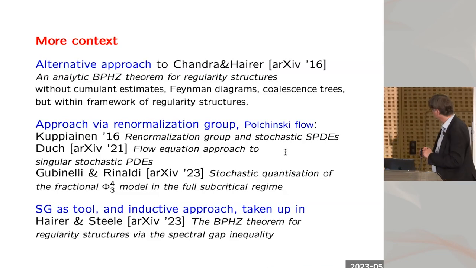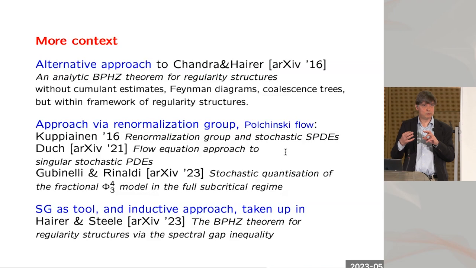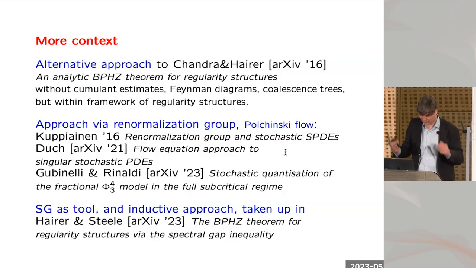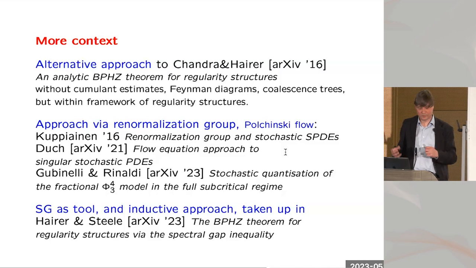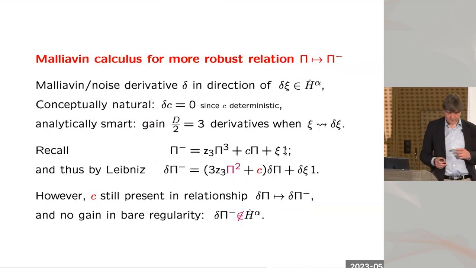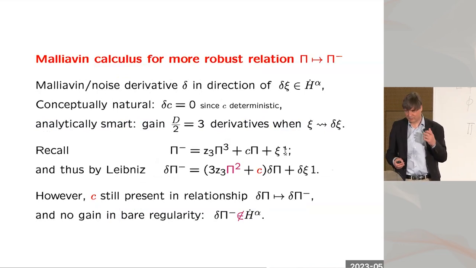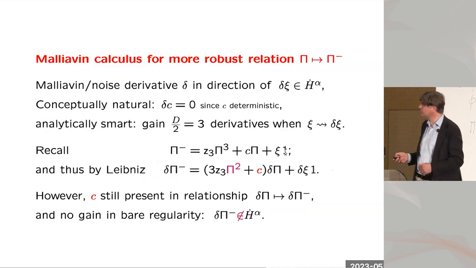And now in the remaining time, I would like to explain to you why Malliavin calculus and spectral gap, so taking the derivative with respect to the noise, is something very natural in this problem. And of course I want to advocate this. It's also very geometric and very analytic as opposed to combinatorial. So this is one slide where I would like to explain why using this Malliavin calculus is a natural and good idea here.